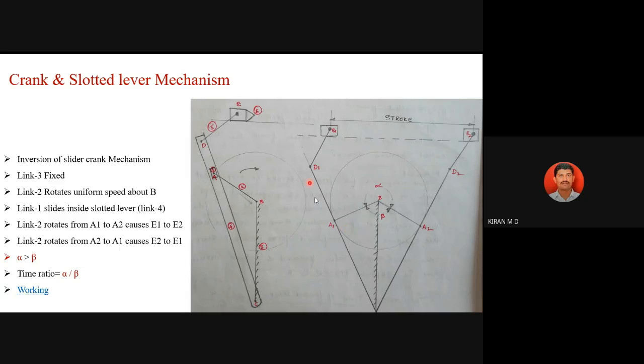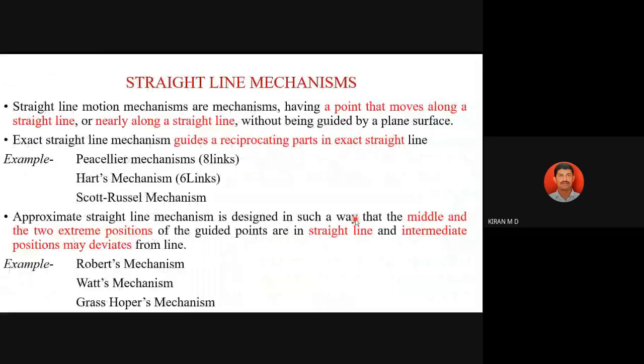Coming to the working, this BA rotates. When it is rotating from here to here, D will move from here to here and E will move from here to here. Again, when A goes from A2 to A1, D will come back to D1. It is a smaller angle, so it will take less time. It is the quick return motion. Because alpha is greater than beta, or beta is less than alpha, it achieves the quick return motion. Is it clear?